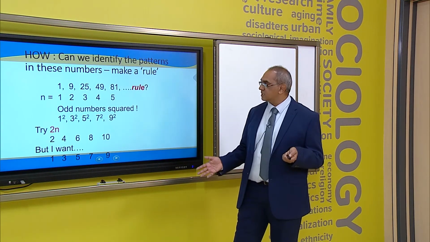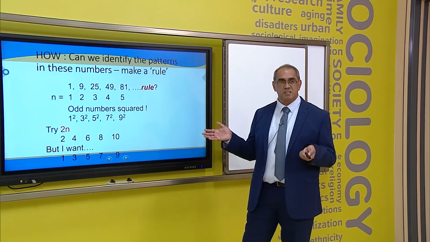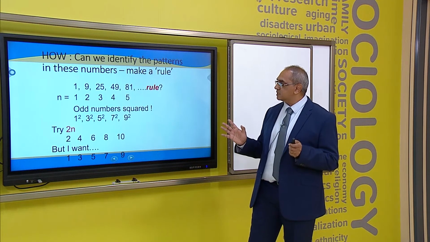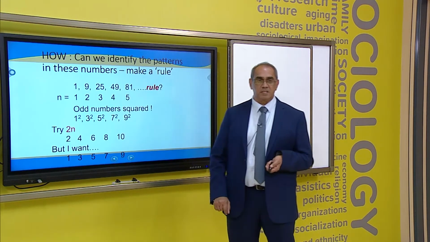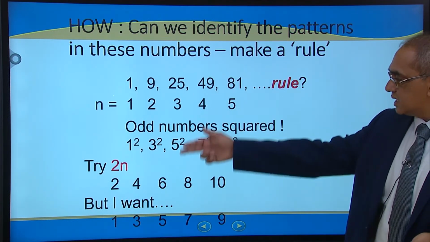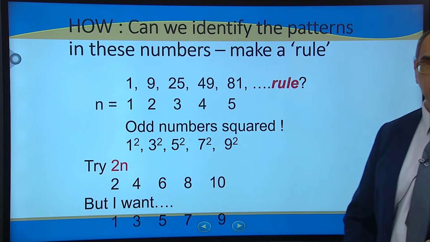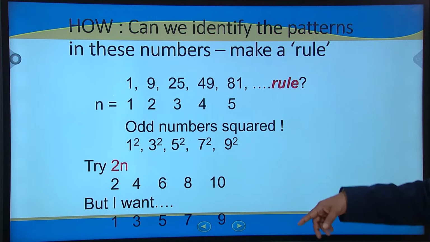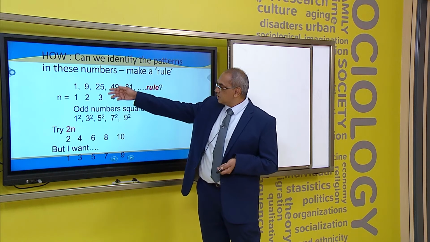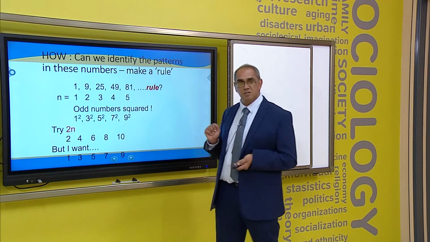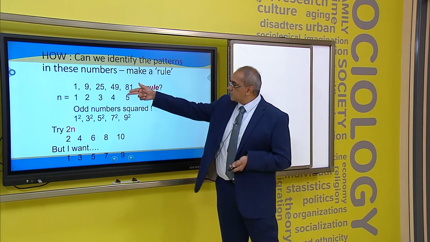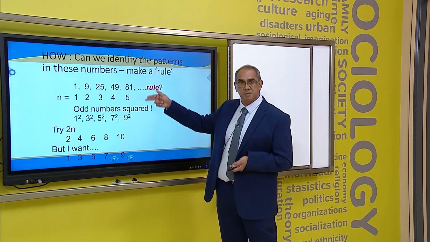That's a little bit crazy. 3, 5 squared. So let me try something else. So I go down and I say, right, let me try 2n. So for n equals 1, in that position, I'm writing 2. So 2 times 1 is 2. If I'm looking at 2, 2 times 2 is 4. 3 times 2 is 6. Okay? So I am now taking those positions and doubling it up.